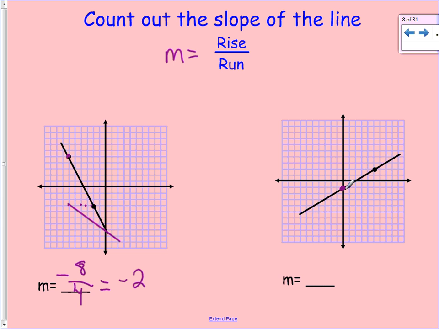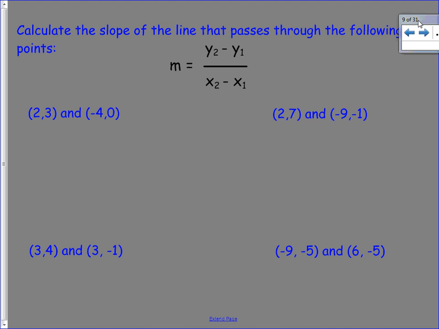Okay, if I start here, I know this is going to be what type of slope? Positive or negative? It's positive, so I'm going to count up. 1, 2, 3. So I went up 3, and then I went over 1, 2, 3, 4, 5. Okay? So my slope is 3/5. I can't simplify that. That's as simplified as it's going to get.